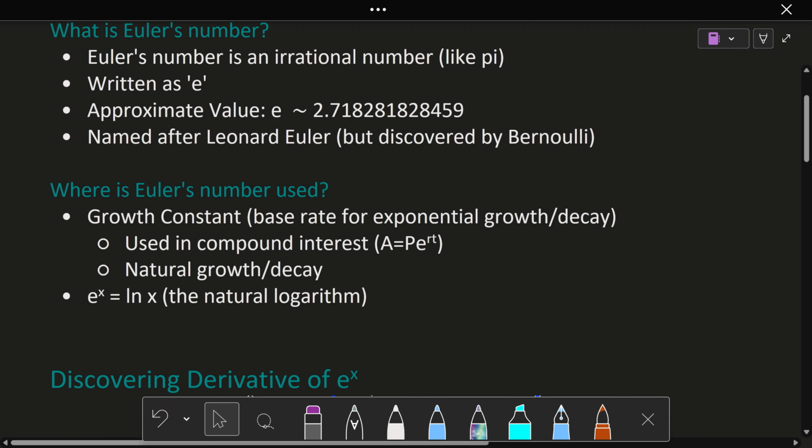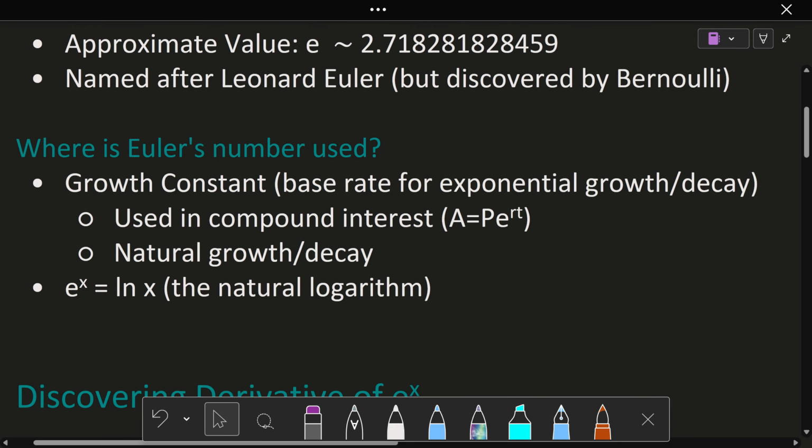So where is Euler's number used? Well, we call it the growth constant. It's the base rate for exponential growth and decay. It's used a lot in compound interest. We have a formula in financial math that is A equals P e to the rt, where e is Euler's number. It's also found all the time in natural growth and decay. And I just want to mention too, it's related to ln x. ln is the natural logarithm.